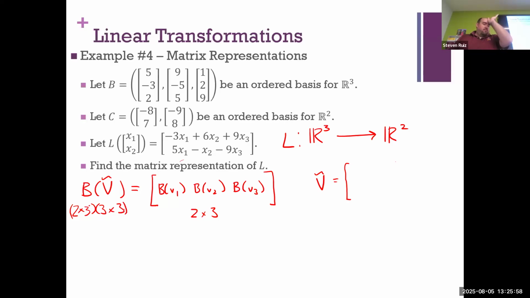So we know what order object we're looking for B to be, but let's talk about what this basis V looks like. Well, let's look at L. If I define a vector x1, x2, x3, then the transformation is going to be -3 times the first component, plus 6 times the second component, plus 9 times the third component.